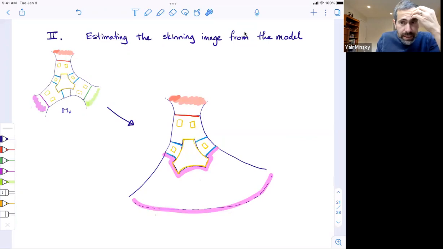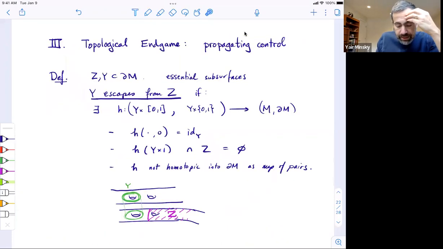So what I want to now say a little bit more about is the kind of topological endgame of the process. Since this is the topology conference, I feel like this is the place to do something. So I want to explain how control of the skinning image propagates in some finite way until you control everything. And let me first give a kind of fun topological definition. If I have two subsurfaces on the boundary of the manifold, then I say that Y escapes from Z if the following is true. If I can build a cylinder based on Y so that the 0 level of the cylinder is the identity and the 1 level is disjoint from Z.